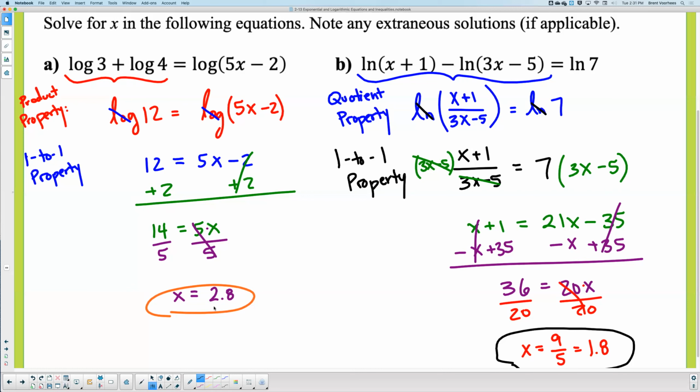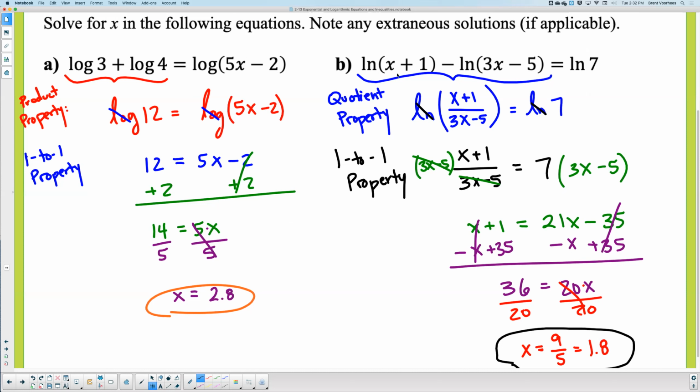So how do you check to see if this is a good answer or a bad answer? You plug it in to see, does the logarithm stay positive? Remember, a logarithm must be positive. So if I plugged in 2.8 here, what is 5 times 2.8? I'll give you a hint. We took 14 divided by 5 to get 2.8. So if I took 2.8 and multiplied it by 5, I get 14. What's 14 minus 2? 12. That's a good answer. That's good because it's a positive log. It's a positive number. Make sense?